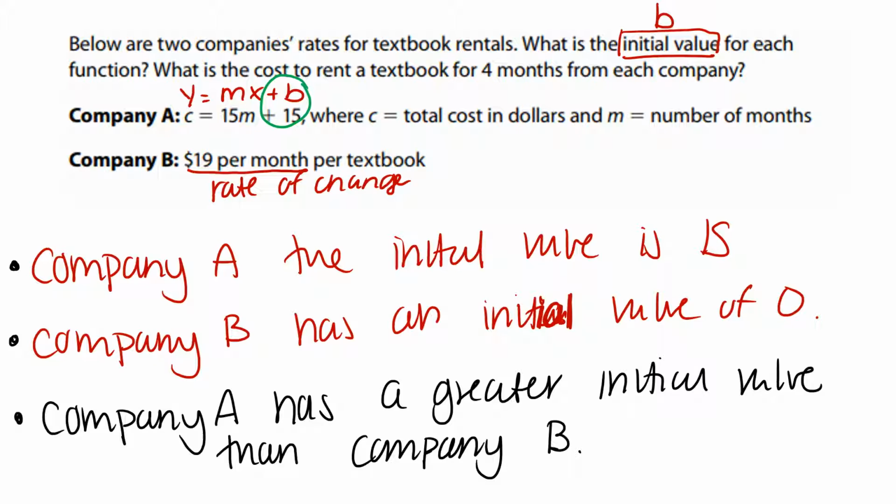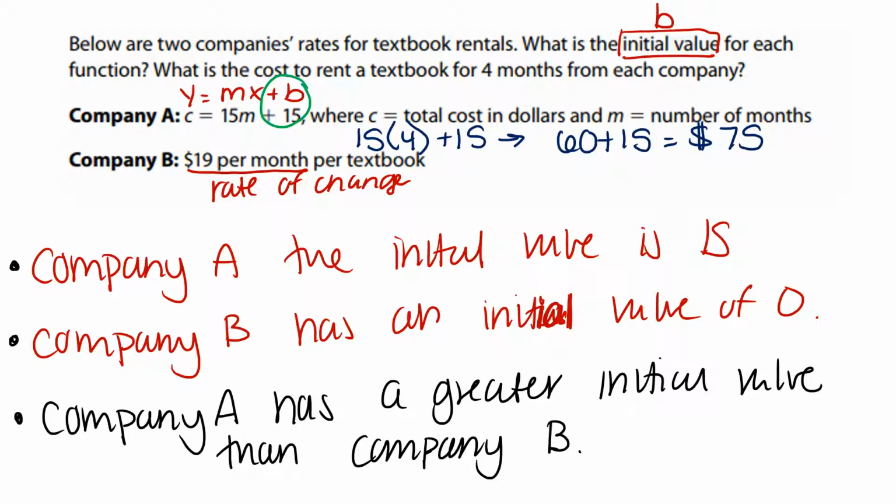Now, there is an extra question to this problem. It asks us, what is the cost to rent a textbook for 4 months from each company? So for company A, 4 months, we would do 15 times the 4 months plus the $15 initial value. So when we solve this problem, we would do 15 times 4, which would give us 60. And 60 plus 15 is going to give us 75. Company A costs $75.